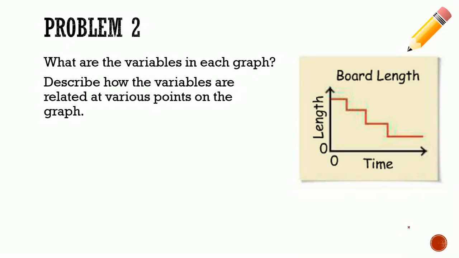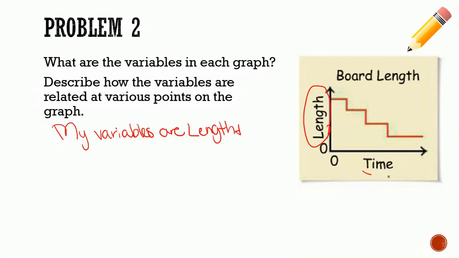Let's go to the next one. On this one I need to find my variables, so we look at the two axes. One of our variables is length, and the other one is time. We're talking about board length, so we can assume this is a board of wood. As time goes, my length went down at a certain point, like right here, and it keeps happening. So one assumes I'm cutting this board in pieces.